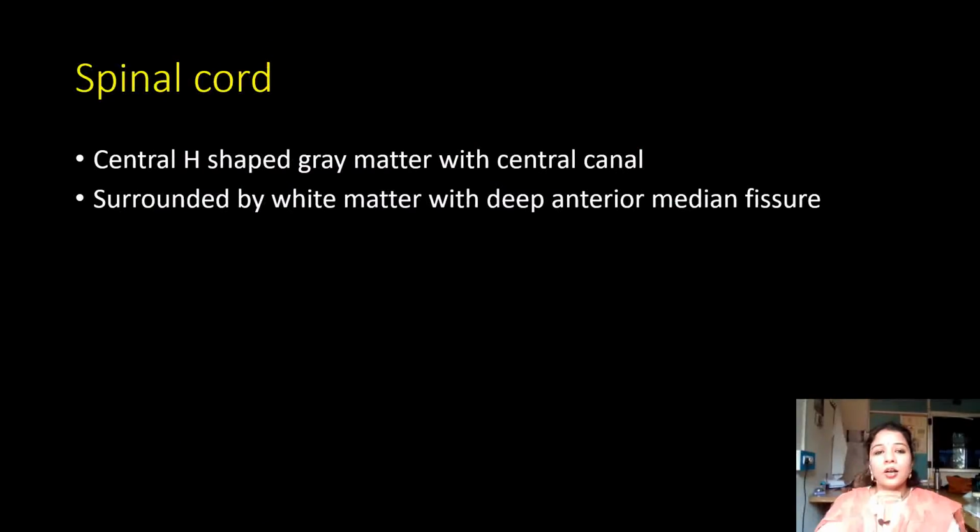So identification points: central H-shaped grey matter with a central canal, and white matter having a deep median fissure and posterior median sulcus. The cornea.